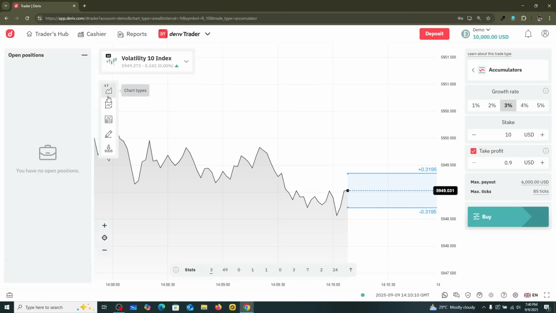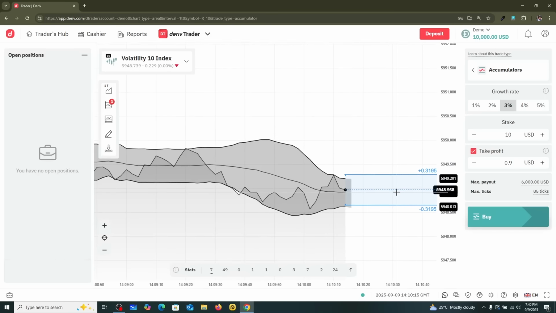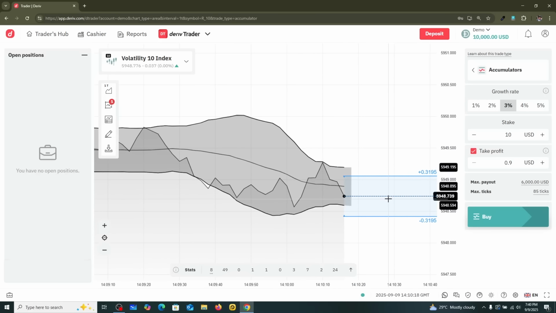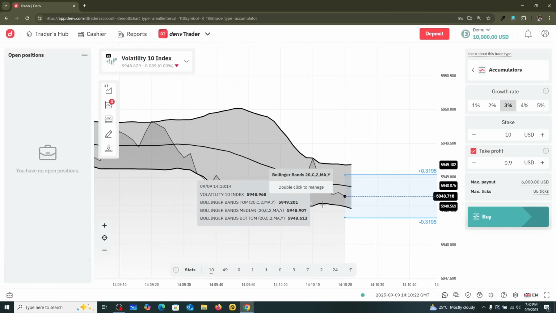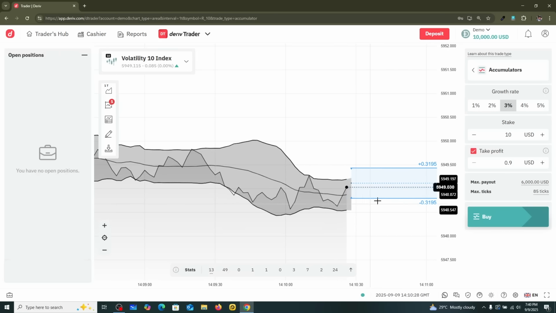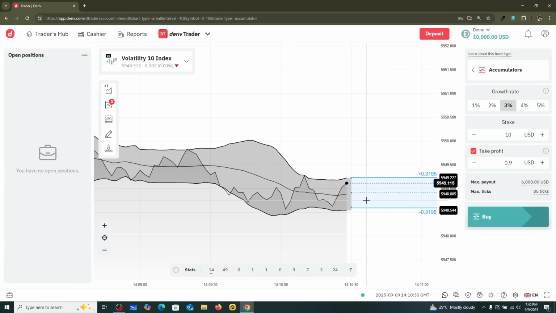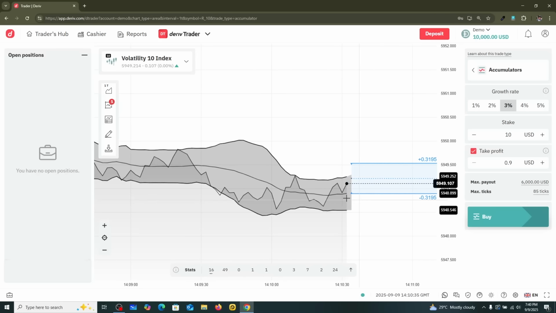Then we have to put the Bollinger Bands. Here you can see the Bollinger Bands, and what we are looking for is for these two lines of the Bollinger Band to become much smaller than the accumulator's two barriers. Now it is almost getting smaller than this.